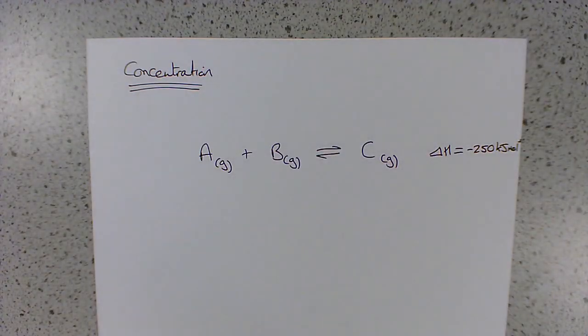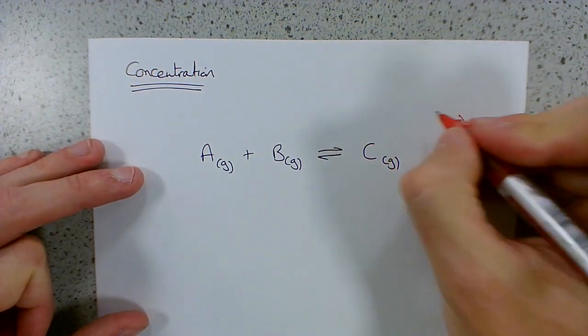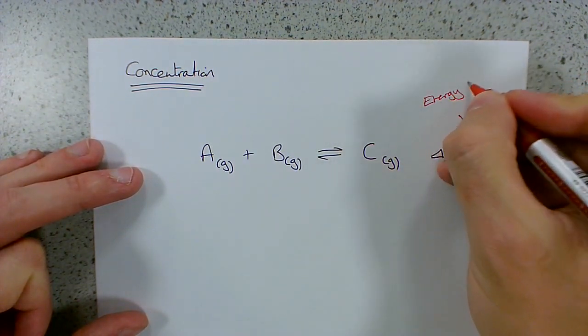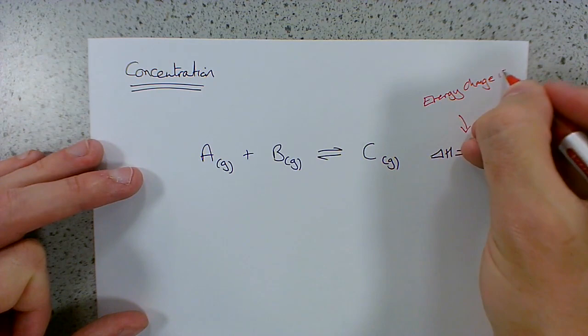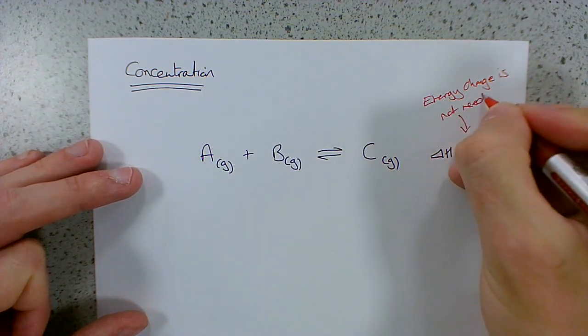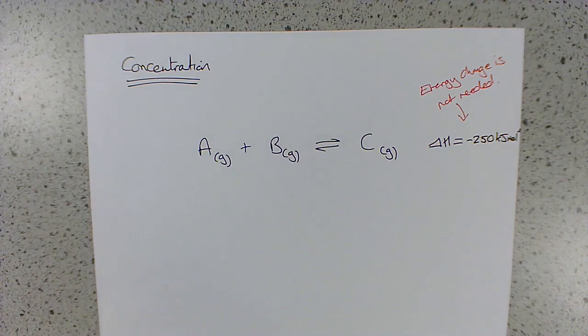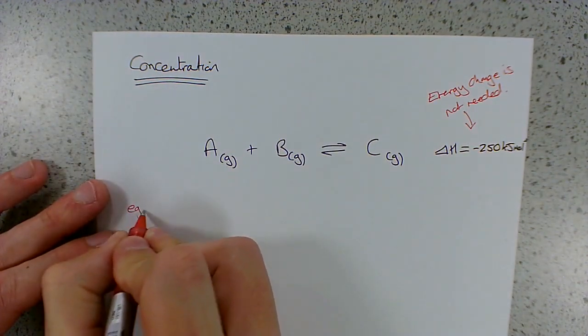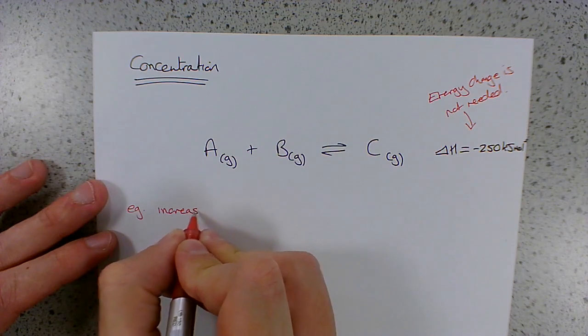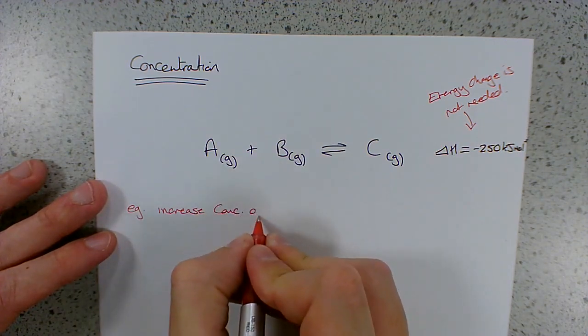The first condition we're going to look at is concentration. What will happen if I change concentration? So the first thing here is that energy change that we are told is not relevant. Okay? So the energy change is not needed if all you're changing is the concentration. So, in terms of changing concentration, it's reasonably simple. Let's say, for example, I've increased the concentration of A.